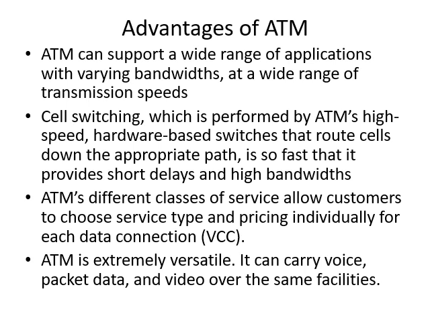Cell switching, which is performed by ATM's high-speed, hardware-based switching that routes cells down the appropriate path, is so fast that it provides short delays and high bandwidth. ATM's different classes of services allow customers to choose service type. As we mentioned, with the problem of sending an email and someone else within the same network trying to video conference. So choosing a service type is an advantage, and pricing individually for each data connection. So you can specify the class and then the type of connection you want, and then you have to pay accordingly. ATM is extremely versatile. This means it can carry voice, packet data, and video at the same time.